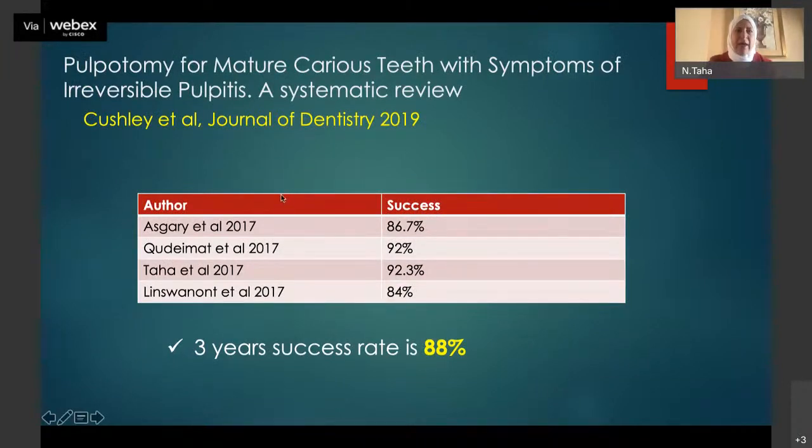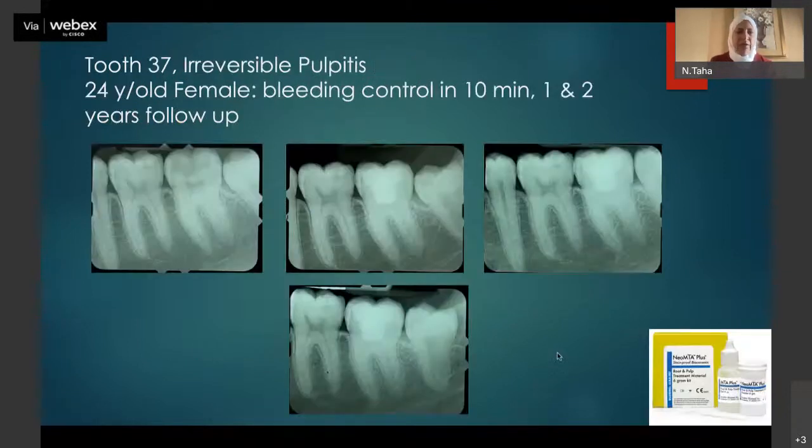There is a systematic review by Kashley et al. in 2019 on management of mature carious pulp exposure. Over 3 years, the success rate was above 88%. Four studies looked at adults. One of them was my study in 2017, and our success rate was above 90%. I'll give you this as an example.